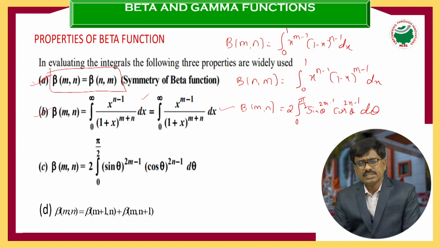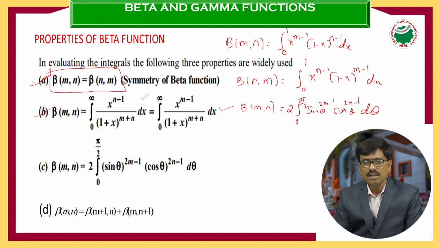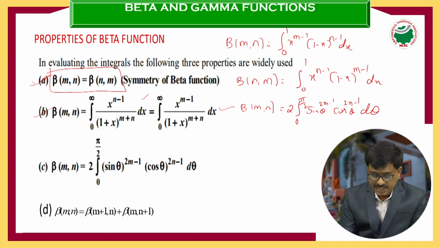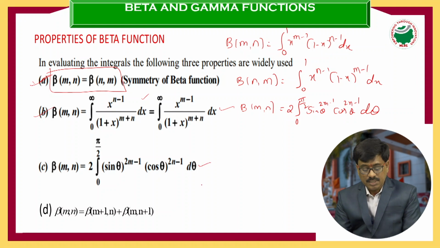Now we expressed the beta function in terms of trigonometric functions. What type did I use? Sine as well as cos. So the third property is beta of m comma n equal to 2 into the integral from 0 to pi by 2 of (sine theta) whole power 2m minus 1 cos power 2n minus 1 theta d theta. This is the third property of the beta function.